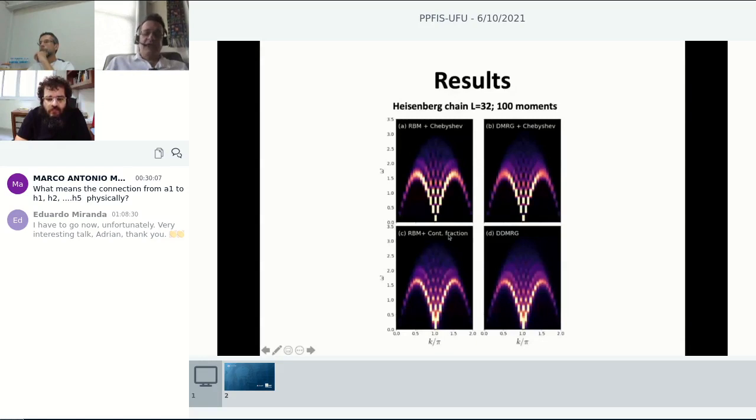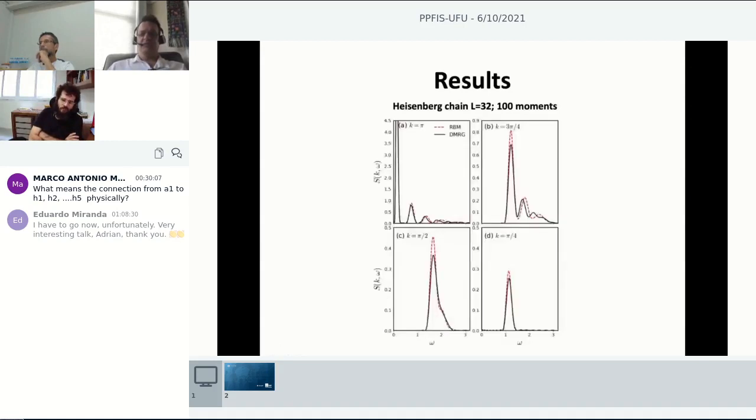We actually did Lanczos as well, so we used not only Chebyshev but also Lanczos. We did the same with RBMs and with DMRG, and you see that they are indistinguishable from one another. Here I show some cuts. This is RBM versus DMRG, and this is not dynamical DMRG. We use the Chebyshev moments to calculate the spectral function.